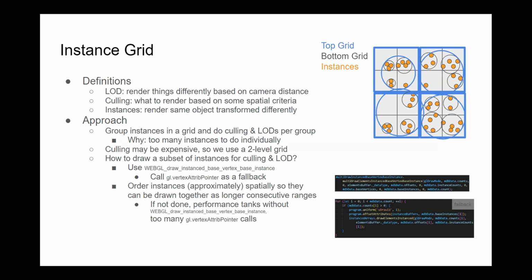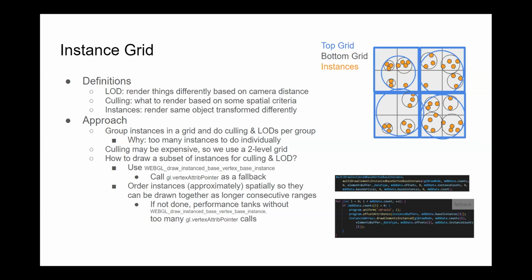So our approach to splitting and grouping of instances is to use a two-level grid, like shown in the top right, just a 2D representation. We first group instances in the bottom-level grid with a smaller cell size, and then in the top-level grid with a larger cell size. And when doing LODs and culling, we first look at the top level and see if we can avoid looking at the bottom level at all.